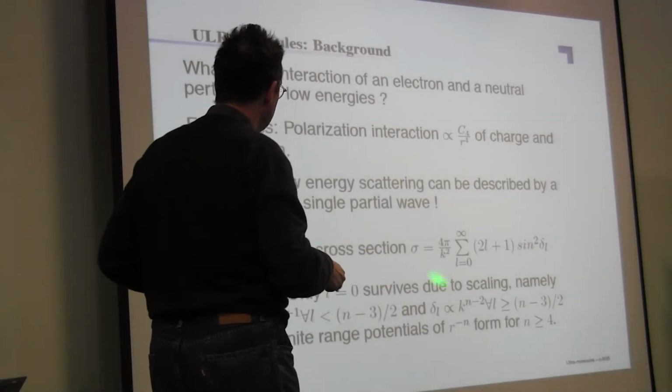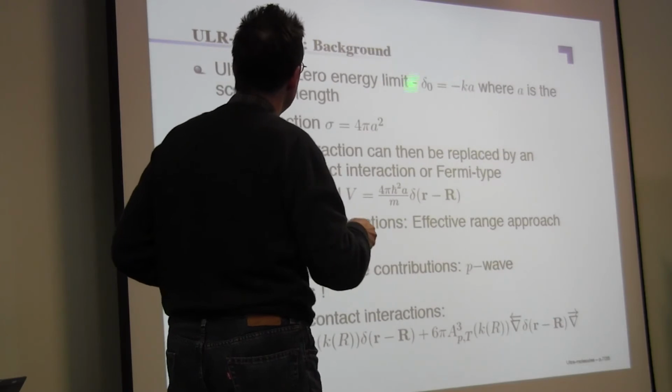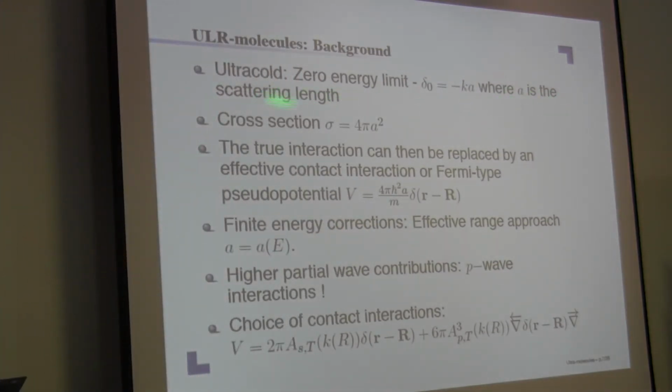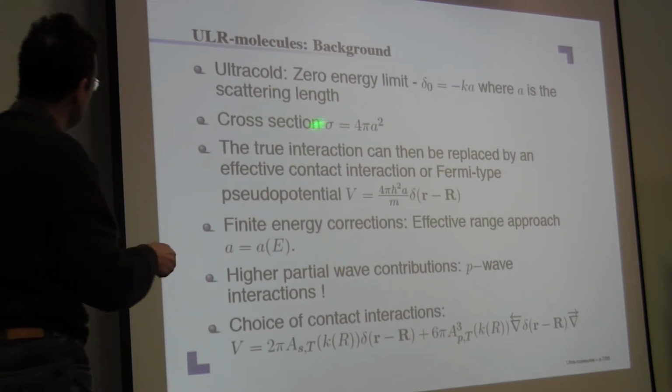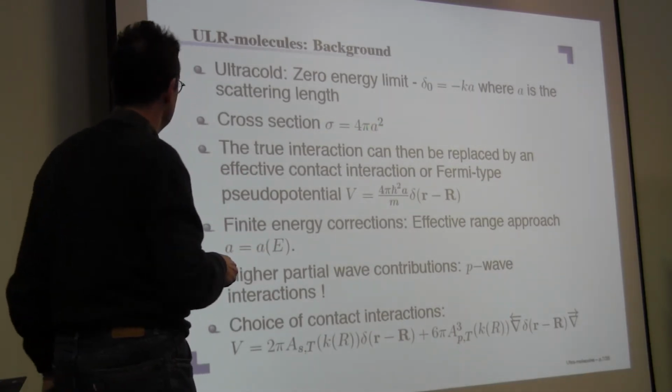So now we know in the scattering process we have essentially only the delta zero, which plays a major role, and the underlying scattering length is the relevant parameter. Then the scattering cross-section is just 4 pi a squared. A is the scattering length.